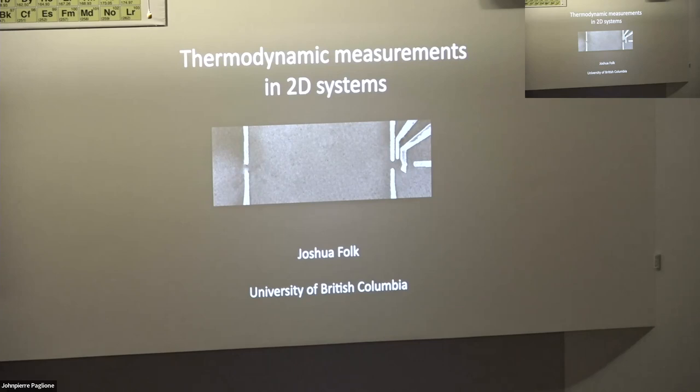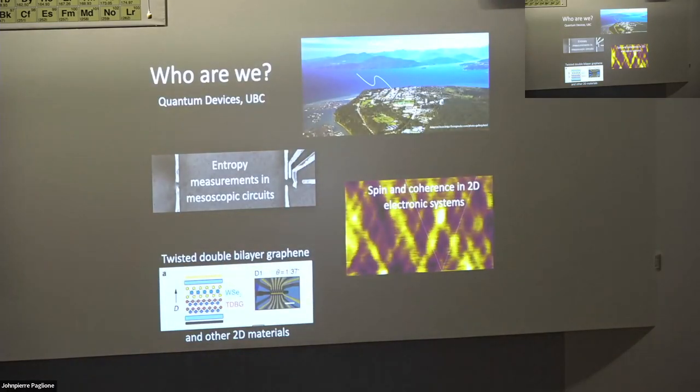So again, the overview of this talk is thermodynamic measurements in 2D systems. And maybe I can broaden it a little bit to say low dimensional systems. We'll talk about 0D and 2D. Let me first introduce our group a little bit. We're at the University of British Columbia in Vancouver.